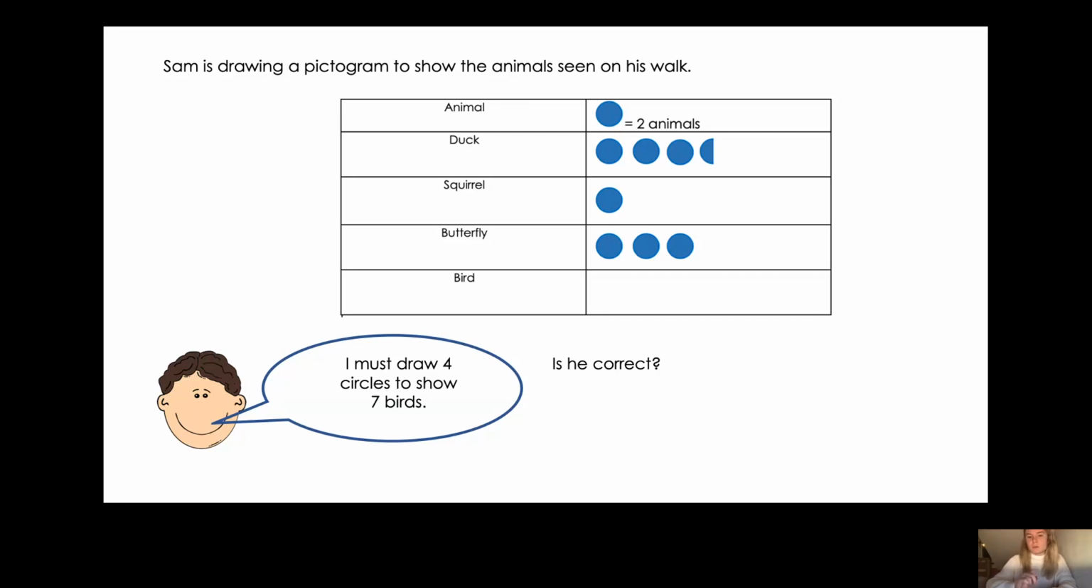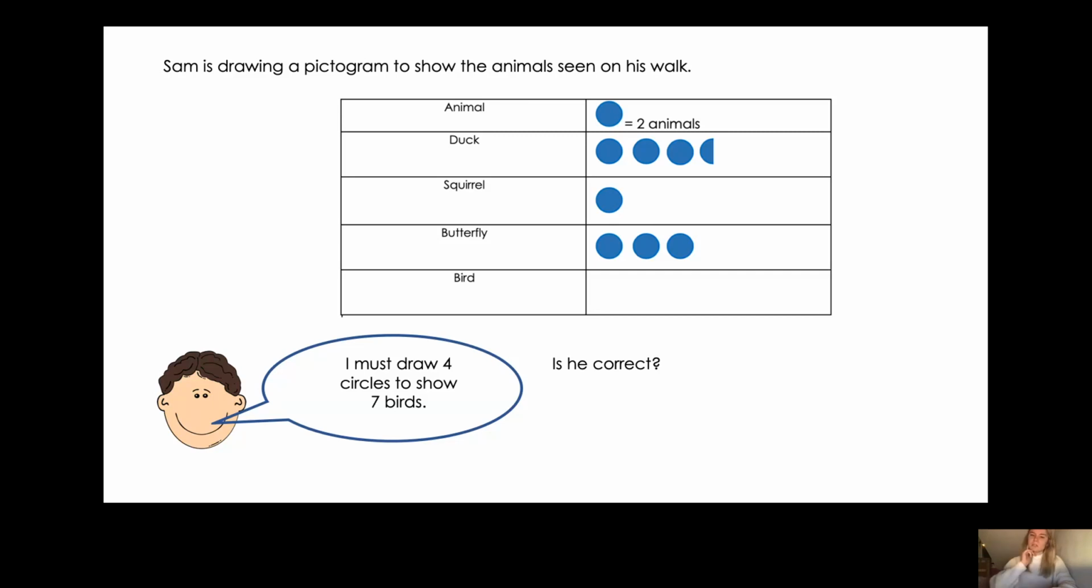Now for squirrels, there's only 1 full circle. So how many squirrels did he see? Yes, he saw 2 squirrels, because 1 circle equals 2 animals. And how many butterflies did he see? Well, there are 3 full circles. So therefore, he saw 6 butterflies, because the first circle is 2 butterflies, the second circle is 4 butterflies, and the third circle is 6 butterflies.